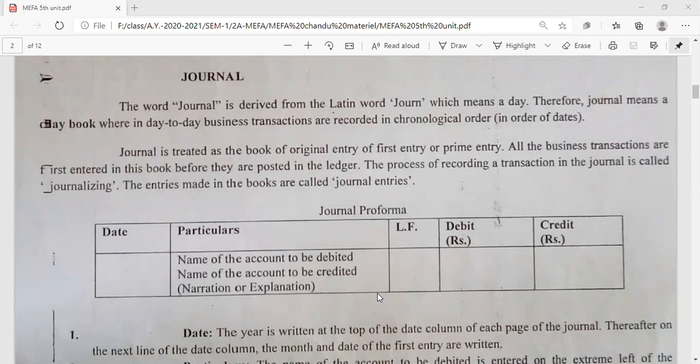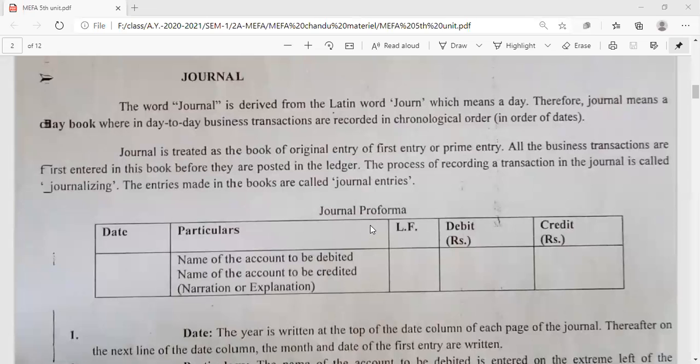So journal is derived from the Latin word journ, which means a day. Journal means daily. That means journ means day. Therefore, journal means a day book, where day-to-day business transactions are recorded in chronological order, in order of the dates.